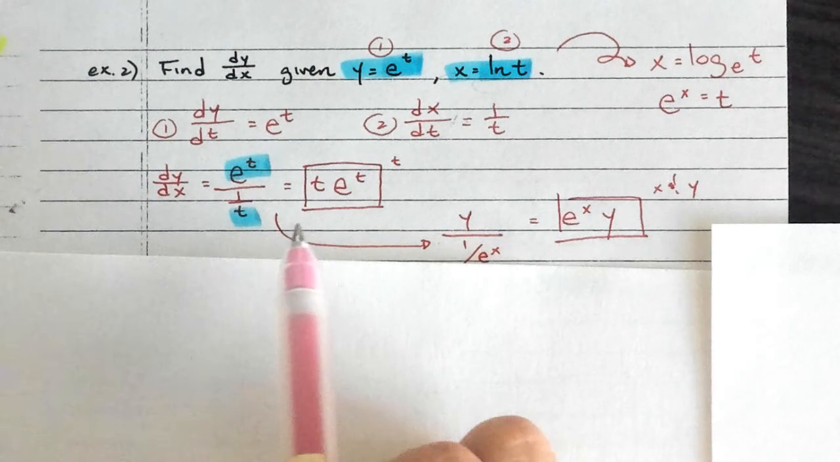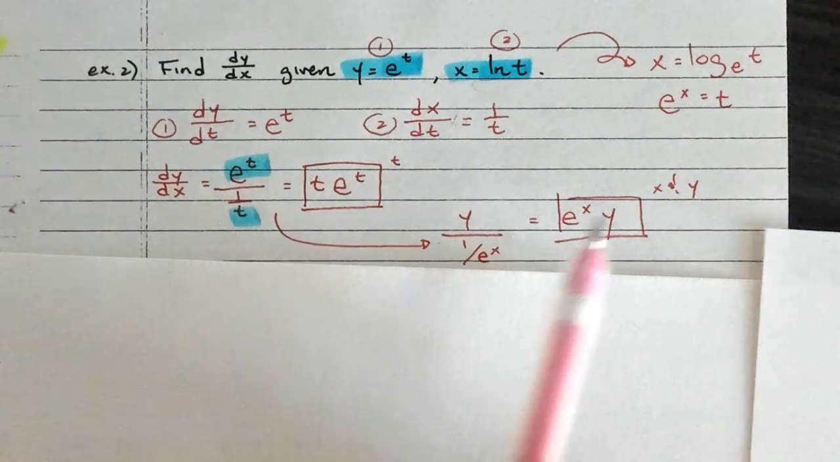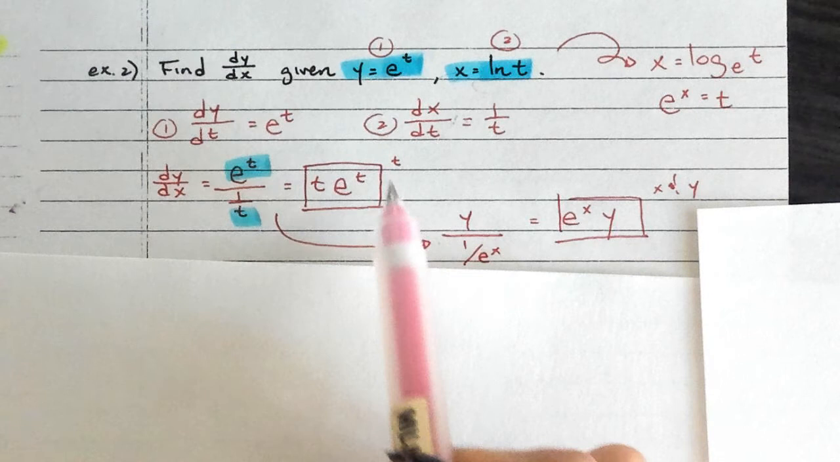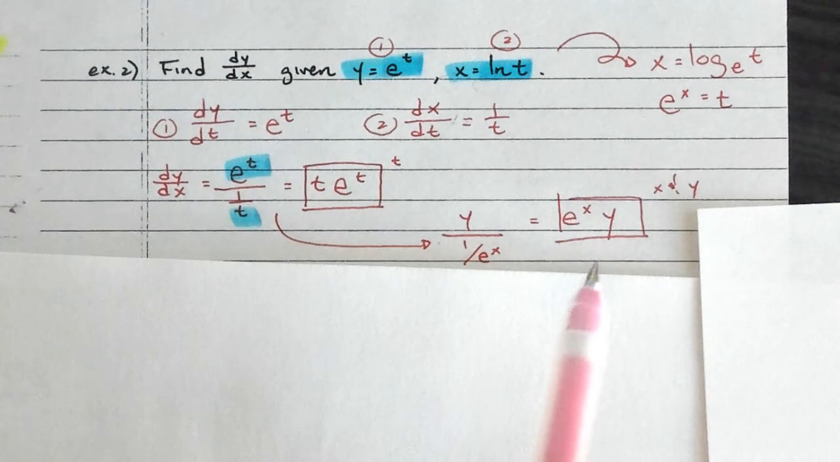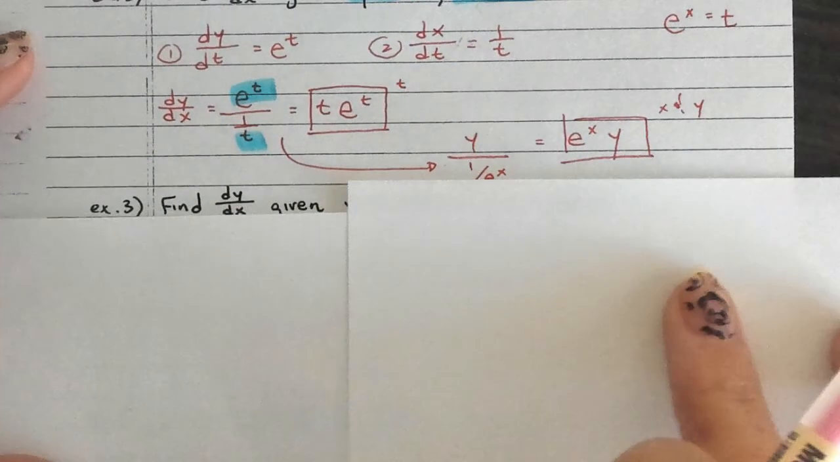So I have an answer in terms of t, and I have another answer in terms of x and y. They'll probably ask you for one of these, but you have to be able to find both, right? This one's a little easier to find, and then sometimes you've got to play with it a little bit to get this, all right?